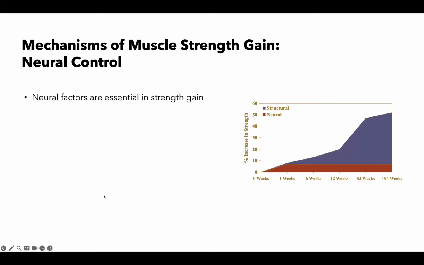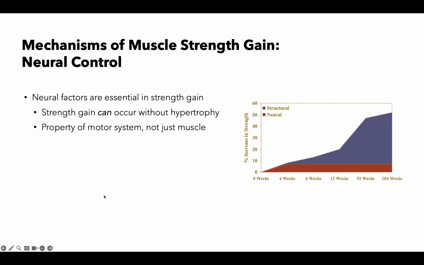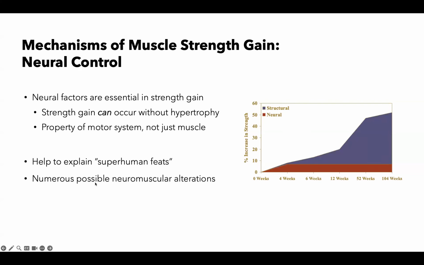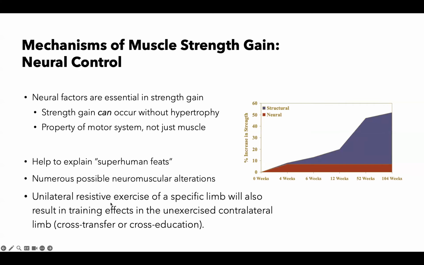And then our neural factors that are essential for strength gain. Really, what we see again, like I shared earlier, is that in the first 4 to 6 weeks, the main contributor to our strength gain is those neural factors. And so we can have strength gain without hypertrophy and changes in our muscle physiology. Research also points to this when we have studied unilateral resistive exercise of a specific limb. What we see is that this type of exercise will also result in training effects in the unexercised limb. So there's this motor control thing going on where there's cross education occurring.